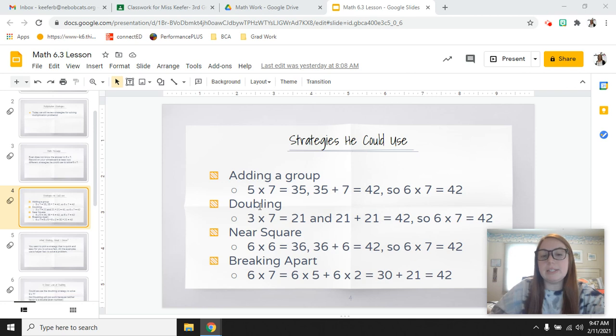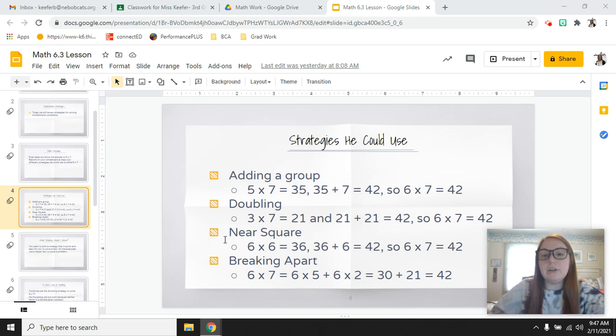Another one he could use is doubling. He could break the 6 apart, which would be the doubled fact, and do 3 times 7, which equals 21. And then he would do 3 times 7 again, which also equals 21. Then he would add 21 plus 21, which would equal 42. So again, 6 times 7 equals 42. We'll talk a little bit more about doubling later on in this video.